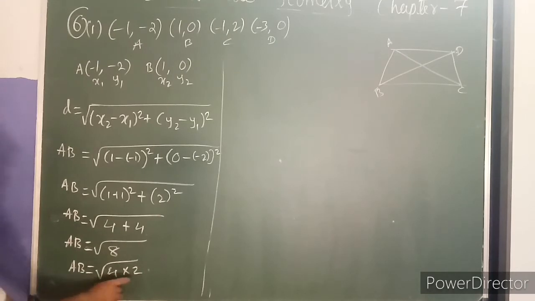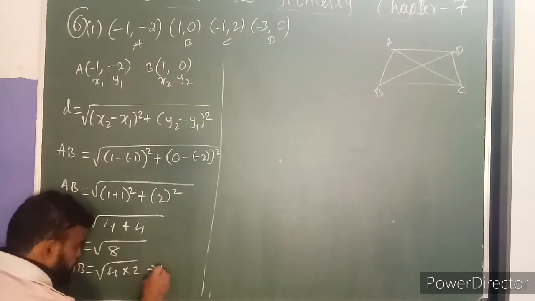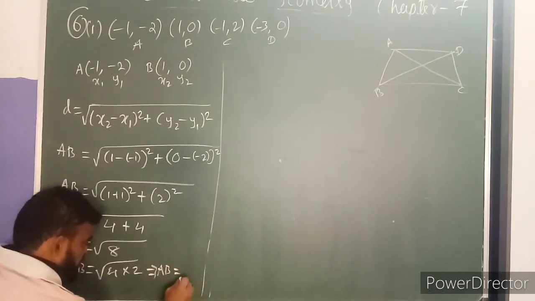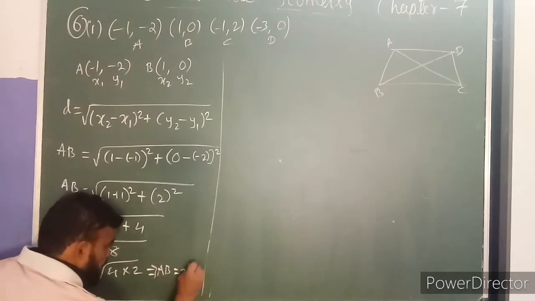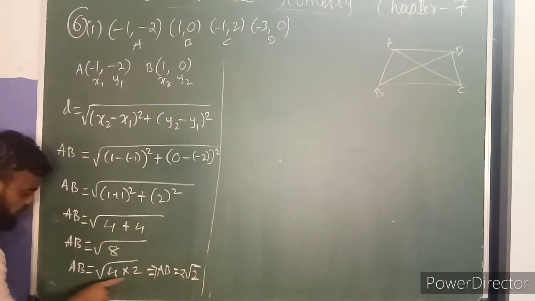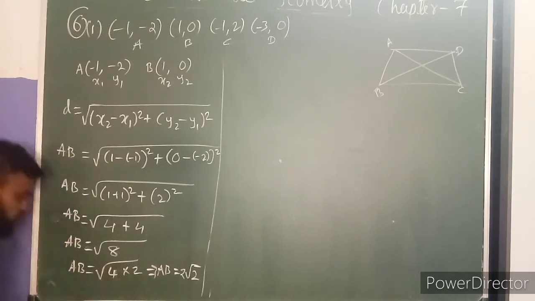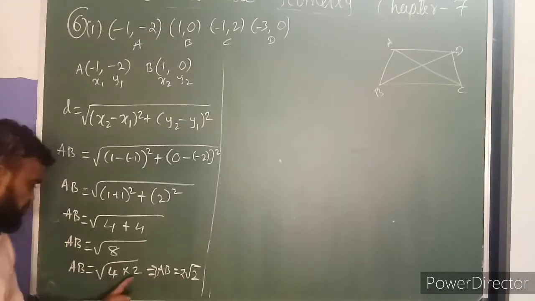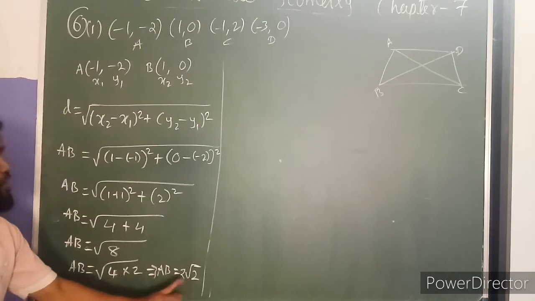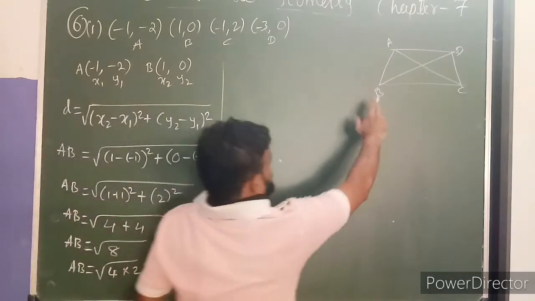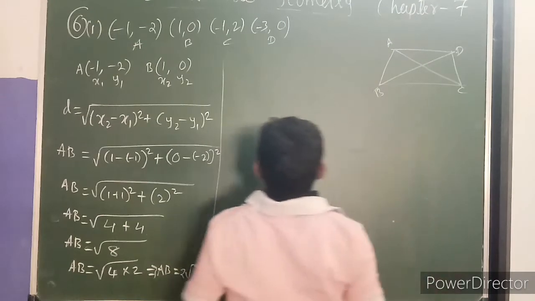1 is a perfect square, and I will write here. AB is equal to the square root of 4 is 2, and inside the root, root 2 is left. That is the AB value. Now we have to find the second side, that is BC.